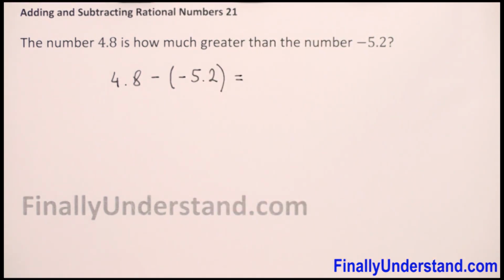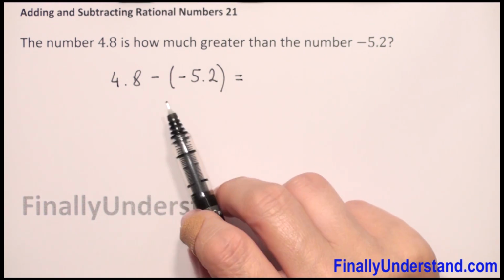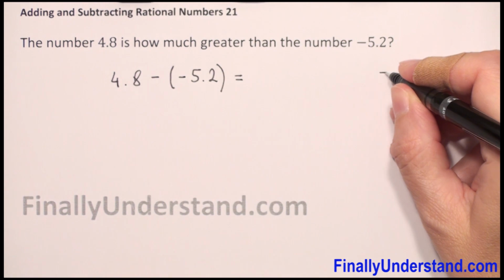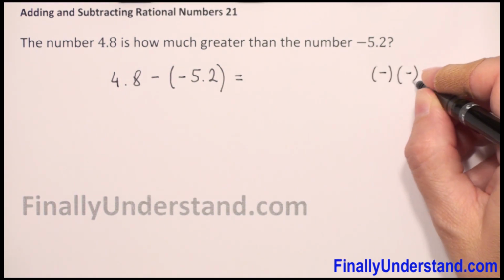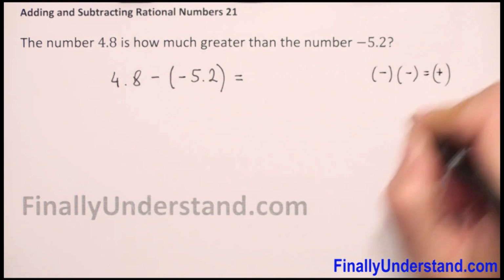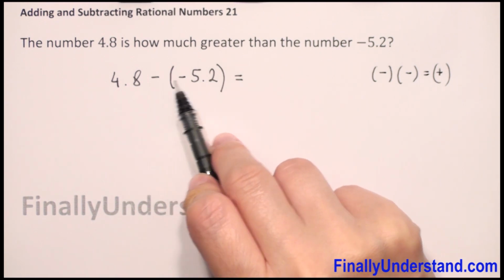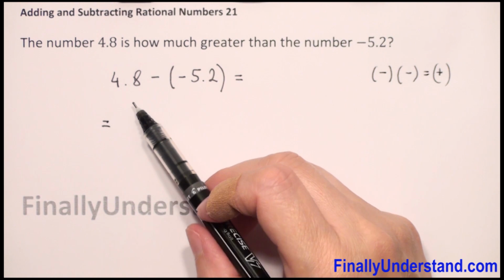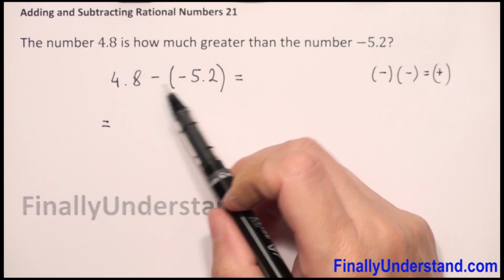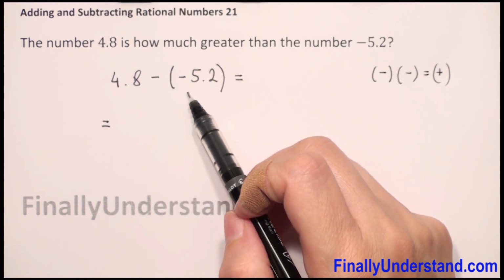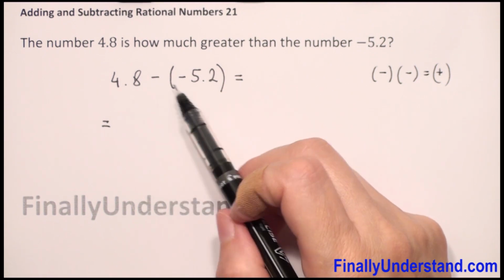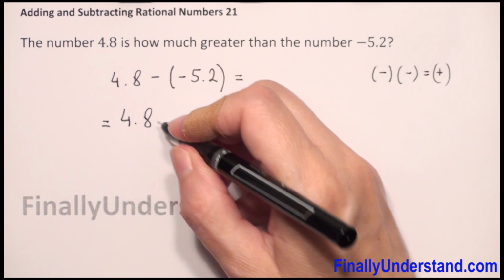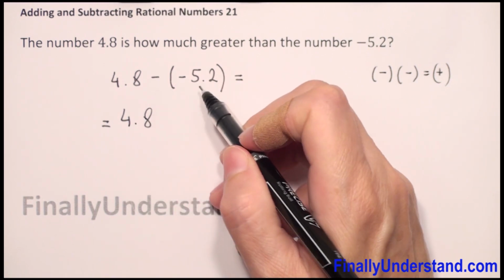So this is equal to 4.8 minus negative 5.2. Negative and negative. Like I said before, two negative signs build one positive sign. So instead of two negatives, you can write positive, or you can memorize that when we have to subtract rational numbers, we use the same rule as for subtracting integers.